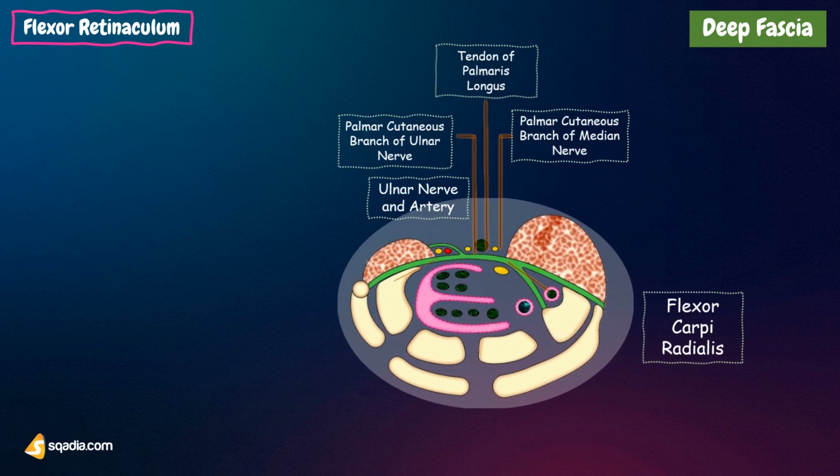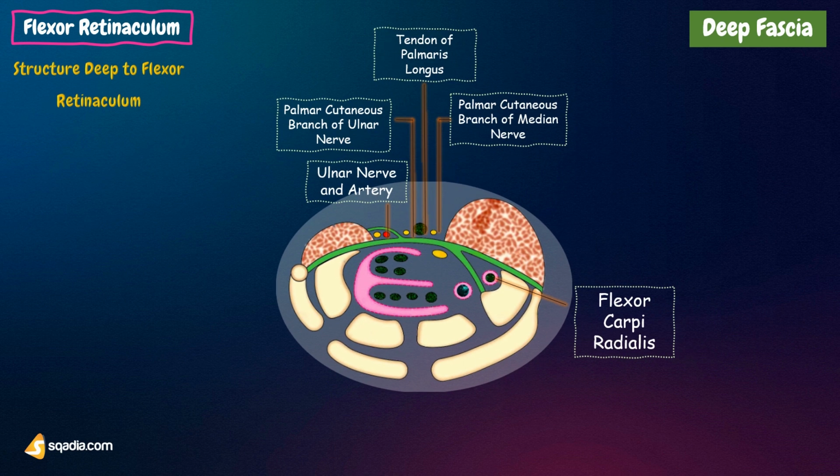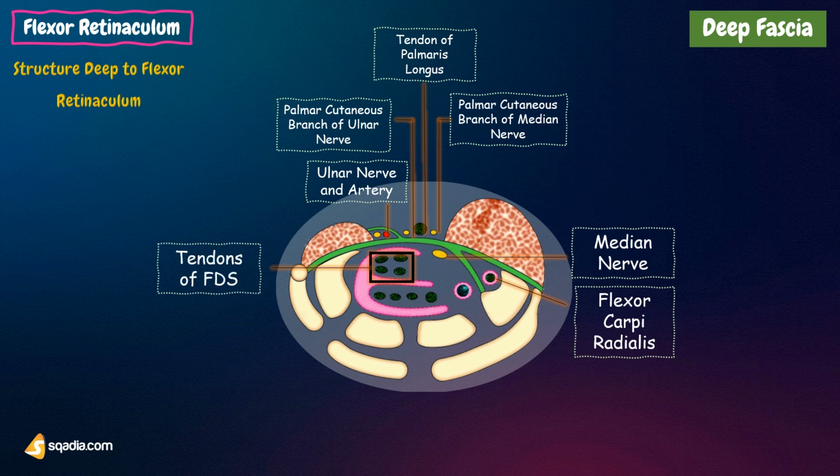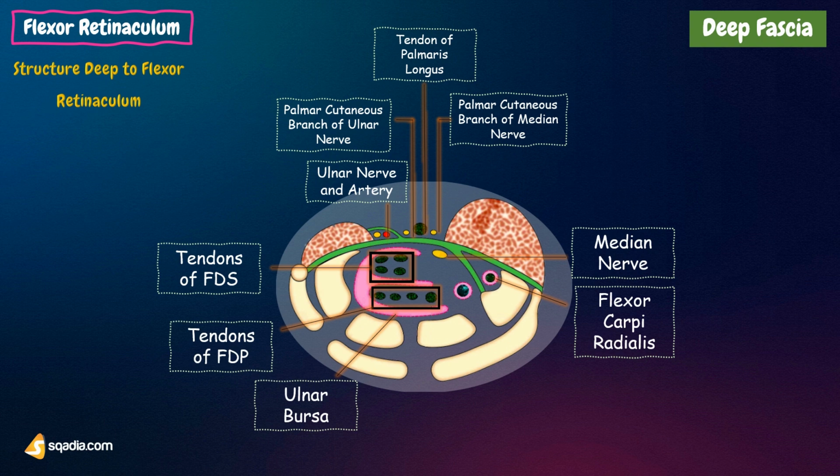As for the structures passing deep to the flexor retinaculum, they are the median nerve, 4 tendons of the flexor digitorum superficialis, 4 tendons of the flexor digitorum profundus, the tendon of the flexor pollicis longus, and the ulnar bursa. The tendon of the flexor carpi radialis lies between the retinaculum and its deep slip in the groove on the trapezium. Lastly, the tendon of flexor pollicis longus and radial bursa also lie deep to the flexor retinaculum.